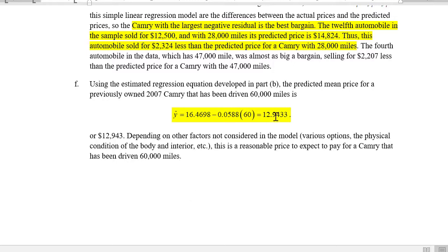Plug that in, your car would be $12,943. So it would be a reasonable price to expect to pay. So that's the solutions to this first part of Chapter 7.